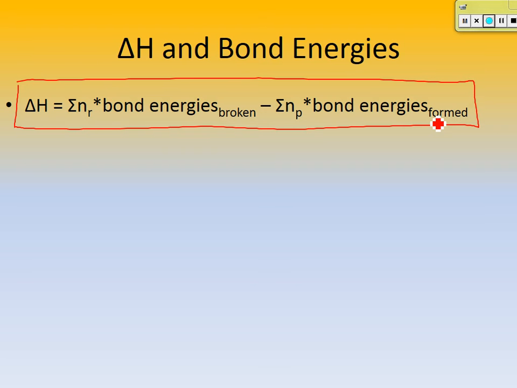This equation is a little bit different than the one we've done before, because you'll notice bond energies broken occurs in your reactants, and bond energies formed is occurring in the products. Remember when we used the standard enthalpy of formation, the Big Mama equation, we did products minus reactants. Well, this one's different. It's opposite.